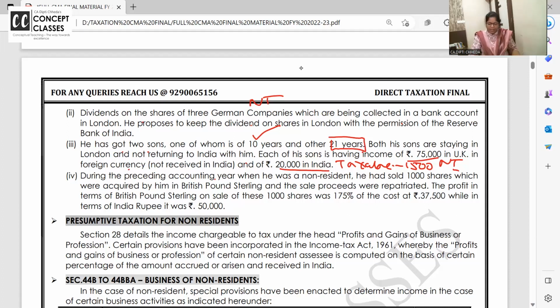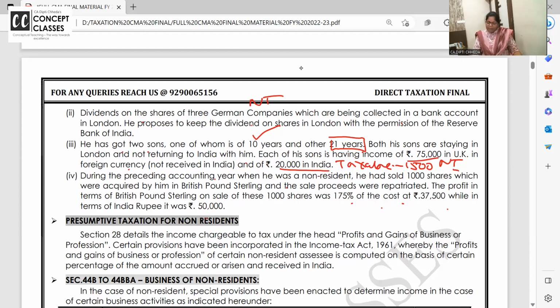21 years income will not be taxable in India. Now, during the previous accounting year when he was a non-resident, he had sold 10,000 shares which were acquired in pounds, and the sale proceeds were also repatriated. The profit on sale of these shares is in pounds, while in Indian rupees. So is this taxable now?